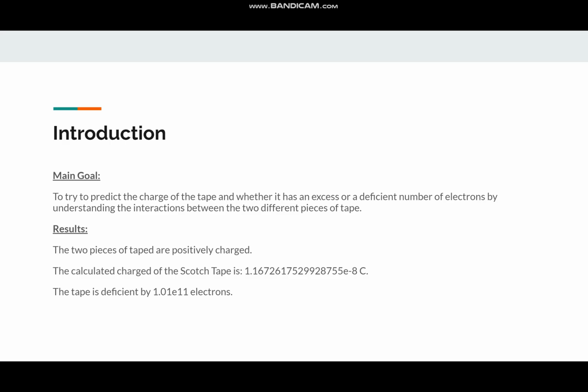Now, to introduce this lab, the main goal is to try to predict the charge of the tape and whether it has an excess or deficient number of electrons by understanding the interactions between the two different pieces of tape. Some results are that the two pieces of tape are positively charged. The charge calculated of the tape is 1.167 times 10 to the negative 8 coulombs, and the tape is deficient by 1.01 times 10 to the 11 electrons.